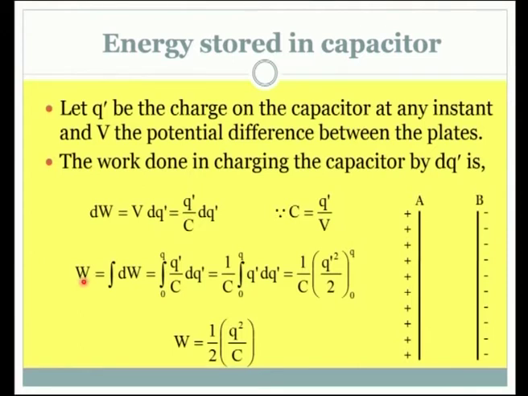Now, we want to find out the total work done in charging it from 0 to q. The q' is an intermediate value only, but we want to charge it up to q. So, we integrate this expression, taking the constant 1/C outside. When we integrate and apply the limits, we get this expression. Finally, we obtain the work done as q squared divided by C. So, this is the work done in charging a capacitor from 0 charge to the charge q, that is the full charge present on the capacitor.